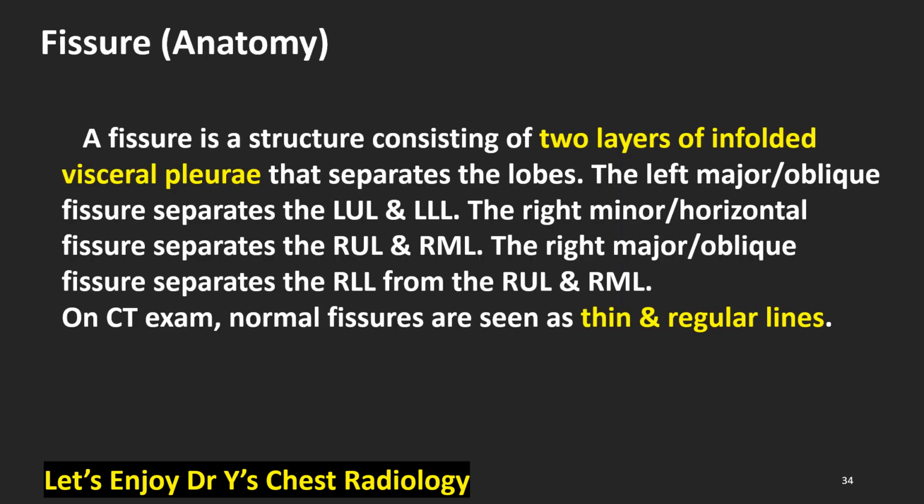Fissure anatomy. A fissure is a structure consisting of two layers of infolded visceral pleura that separates the lobes. The left major oblique fissure separates the left upper lobe and left lower lobe. The right minor horizontal fissure separates the right upper lobe and right middle lobe. The right major oblique fissure separates the right lower lobe from the right upper lobe and right middle lobe. On CT exam, normal fissures are seen as thin and regular lines.